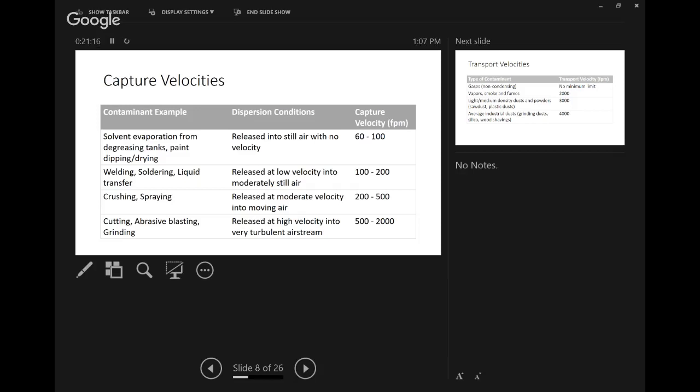Crushing, so think of just basic dusts, or if you're spray painting. And then the final is cutting, blasting, grinding. So like carpentry, or if you might be doing cutting with a torch or something, and the key difference there is that as you cut, the material that you cut off is being generated and aerosolized.